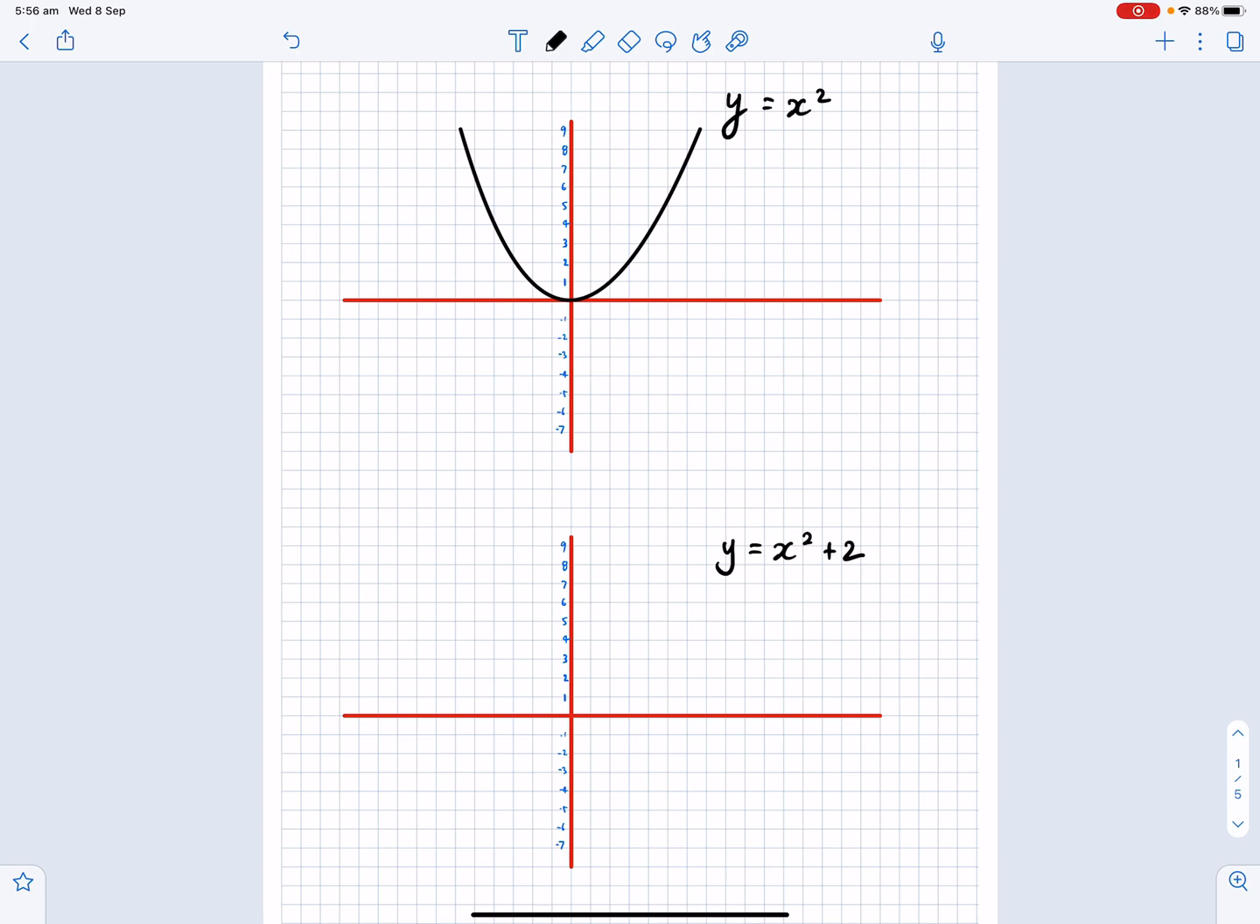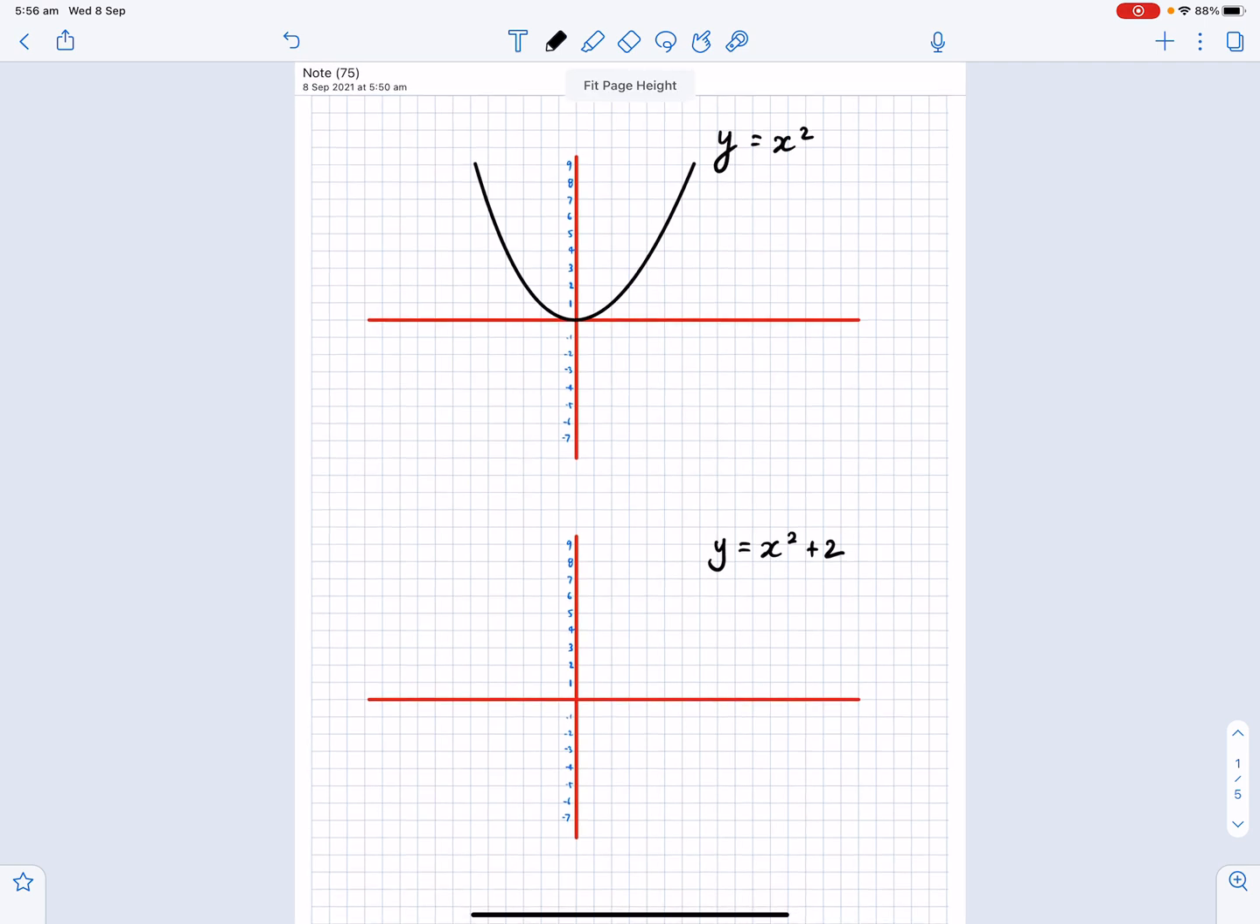Okay. What happens when you've got y is equal to x squared plus 2? X squared plus 2 is simply this parabola over here moved up 2 units. You can see in this equation, x squared and plus 2 afterwards means take that parabola. So I'm just going to copy it and paste it here.